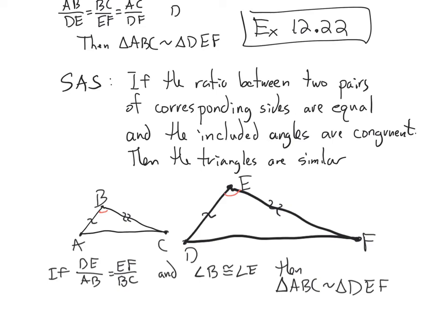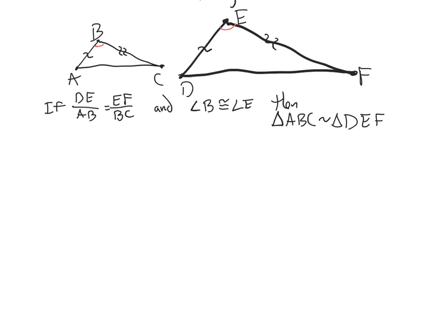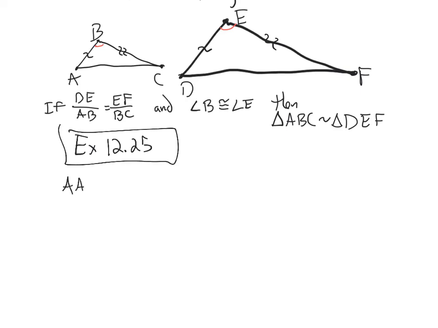So that's how the side, angle, side congruence works. And finally, I better tell you what example to look at in the book. Have a look at example 12.25. And then finally, we have angle, angle. Really, you can think of it as angle, angle, angle. Because if you know two angles of a triangle, you automatically know the third because you know that the angles of a triangle add up to 180 degrees.